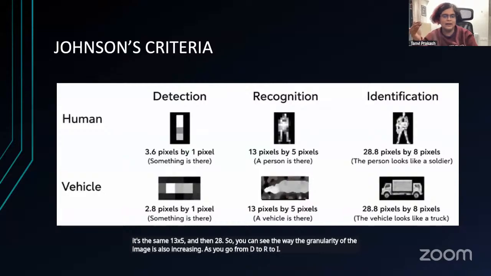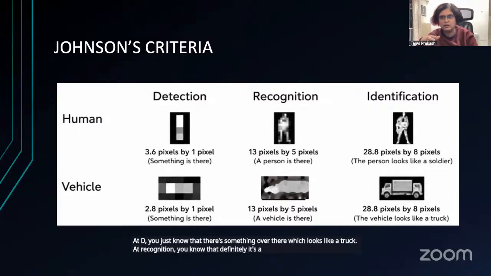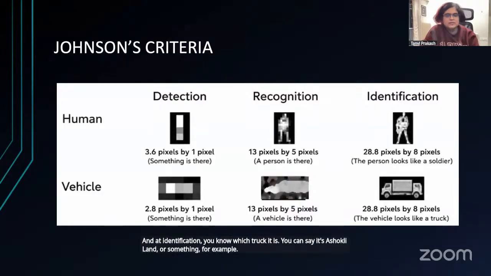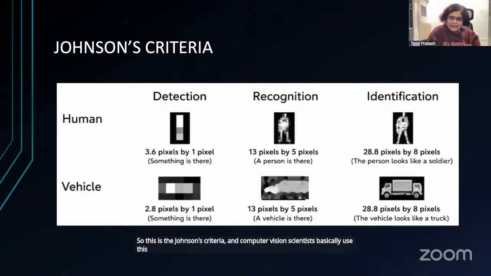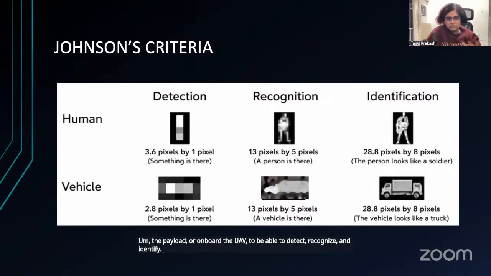At D, you just know that there's something over there which looks like a truck. At recognition, you know that definitely it's a truck and not a human now. And at identification, you know which truck it is. You can say it's Ashok Leyland or something, for example. So this is the Johnson's criteria, and computer vision scientists basically use this to design the algorithms that go on board the payload or on board the UAV to be able to detect, recognize, and identify activity from the air.